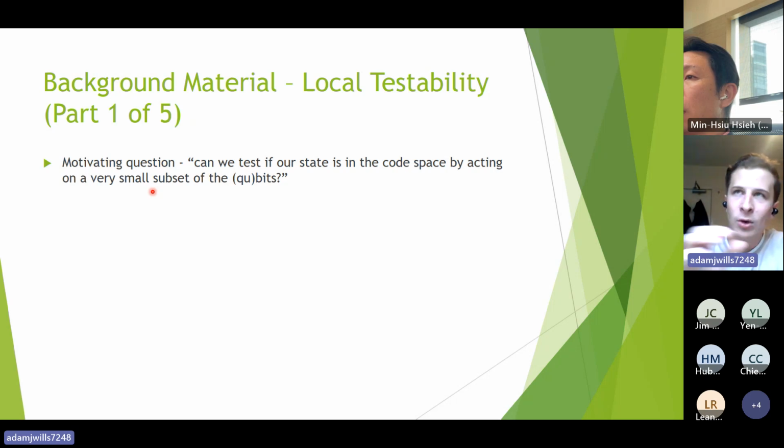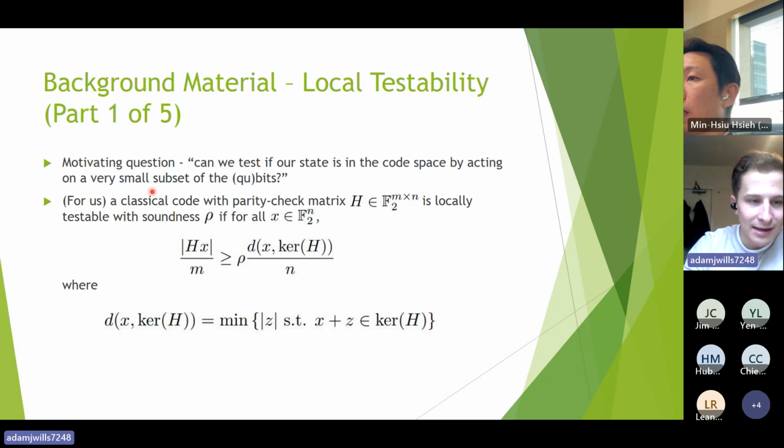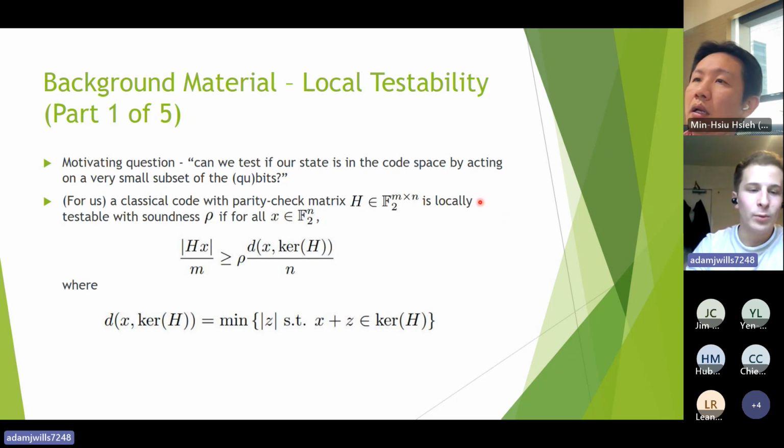And so this is quite a roughly phrased question for now, and it's something that we're going to make more precise as we go on. And I'm going to show you the definition of soundness in the classical case now. It's a slightly large definition, but we'll work through it. So for us, in the classical case, if you have a code defined by a parity check matrix H, which has m checks and acts on n physical bits, it is locally testable with soundness rho if for every n-bit string x, this equation holds.